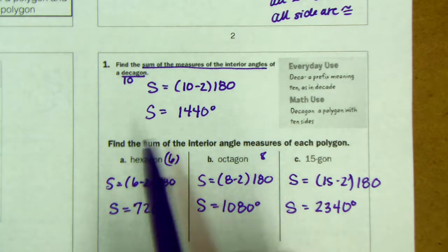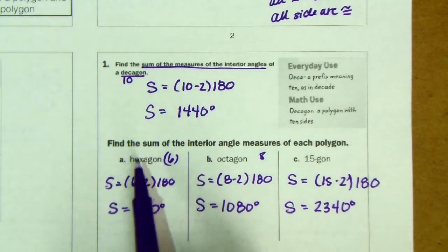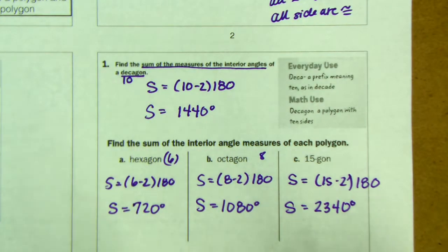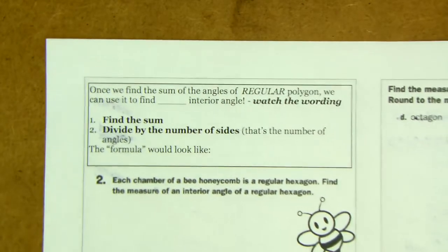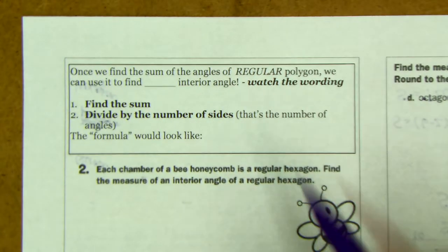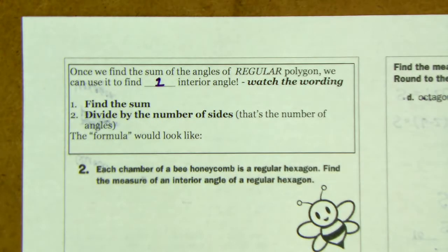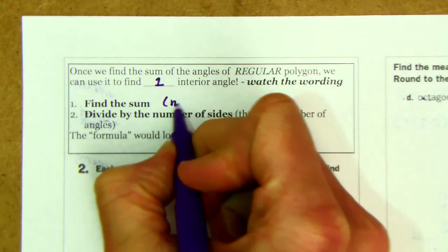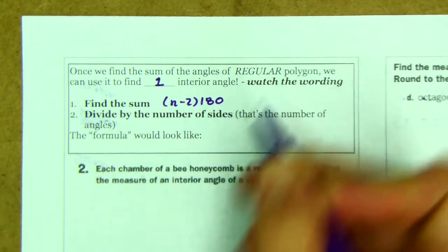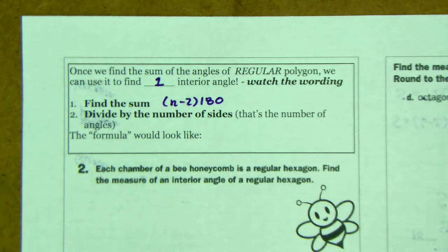Now remember, if you have 10 sides, you've got 10 angles. If you've got 6 sides, you've got 6 angles. 8 sides, 8 angles, and so on and so forth. So let's turn that over and let's add on to this. Once we find the sum of all the angles, if it's a regular polygon, we can use it to find one angle inside because they're all the same. So you find the sum using n minus 2 times 180, and then after you find that sum, you divide by the number of sides because the number of sides is the same as the number of angles.